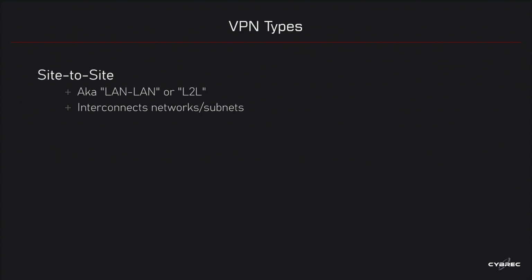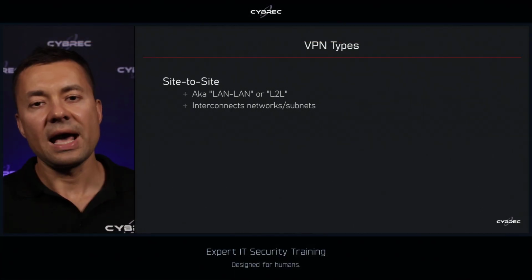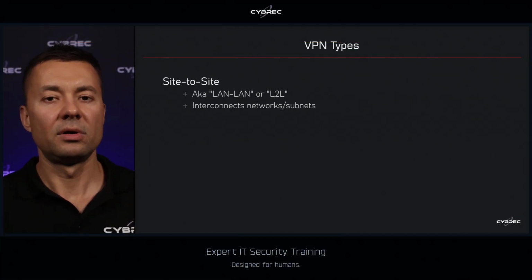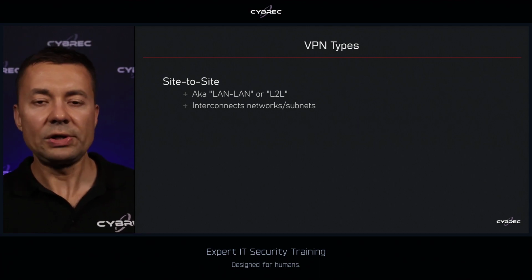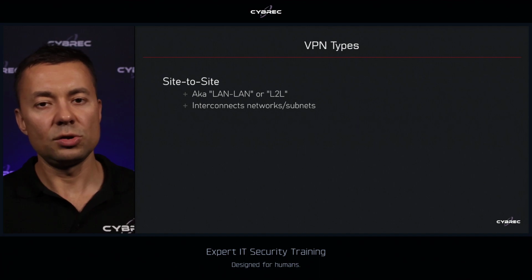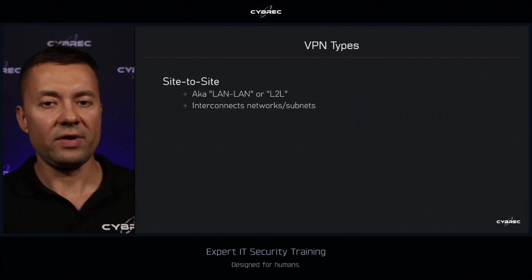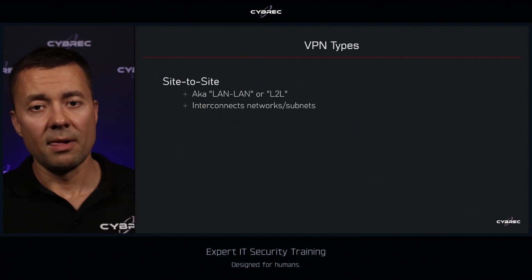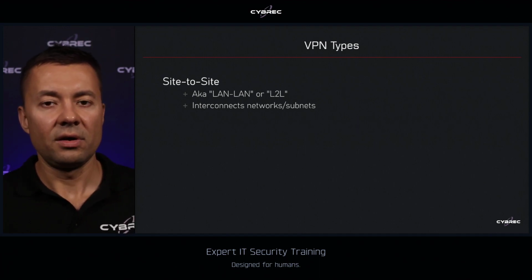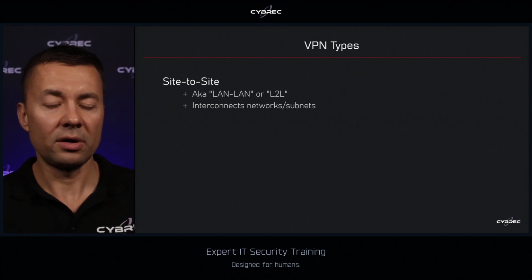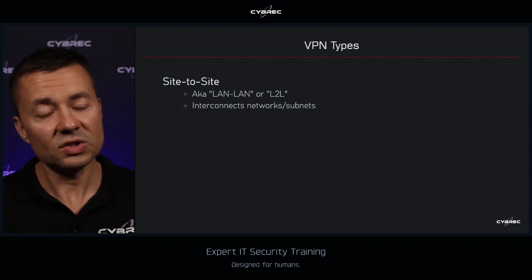This type of VPN is generally used to interconnect groups of devices, groups of systems. So here, the idea is that we will want to connect more devices, more than just one, on both sides of the tunnel. We will have a subnet, maybe a network, maybe subnets or networks on one side.